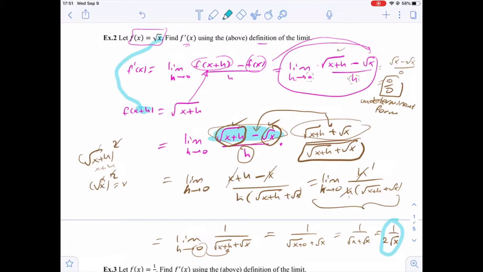And that's it. That's the final answer. So the derivative of the function f of x equals square root x is another function of x. It's 1 over 2 square root x.